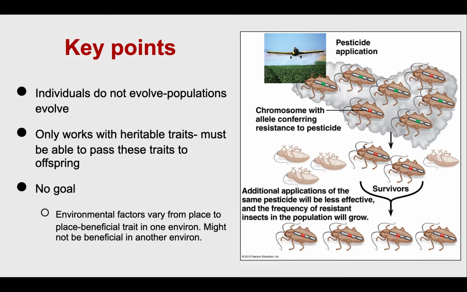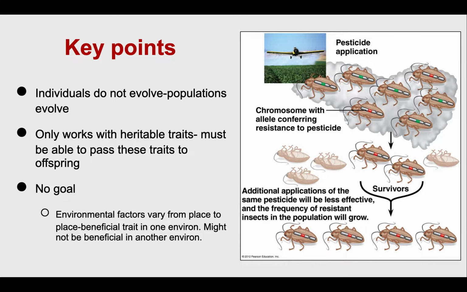If we look at this bug population over here, we have some insects that have a chromosome with an allele that gives them resistance to a pesticide. So if a farmer is spraying his field, these insects that have this allele with the resistance are more likely to survive. They're surviving, which is great, but it's their offspring that'll evolve.